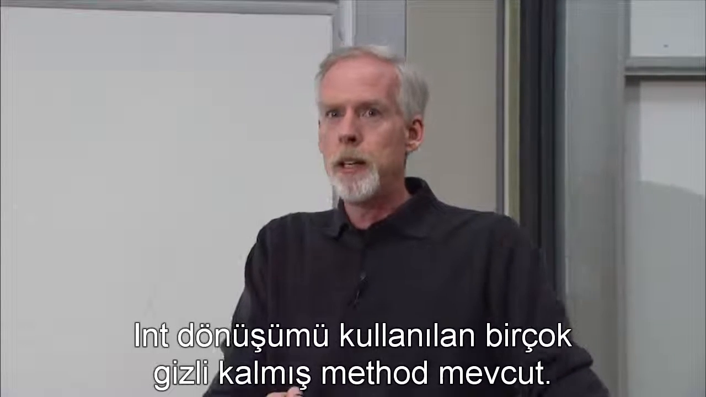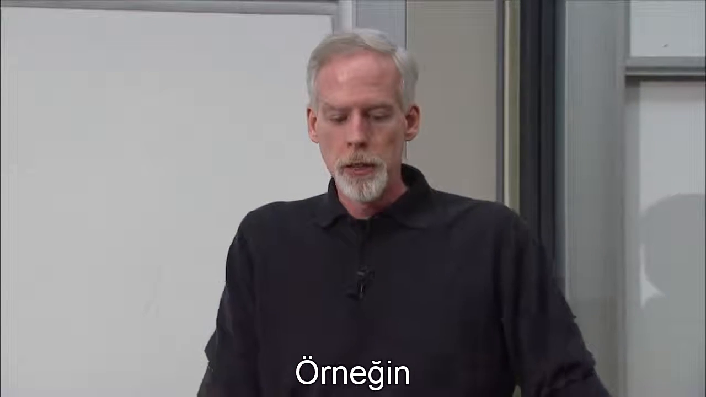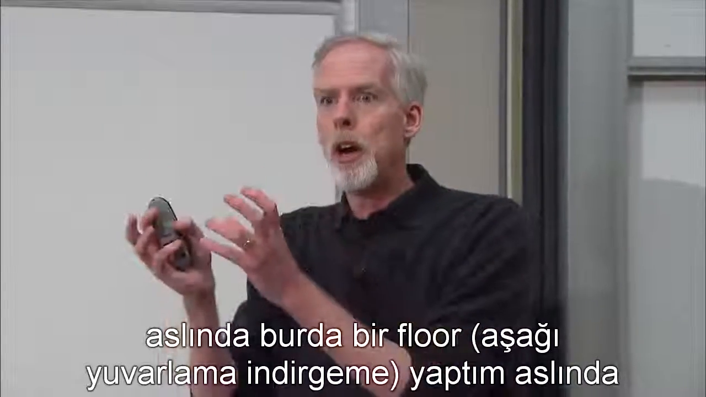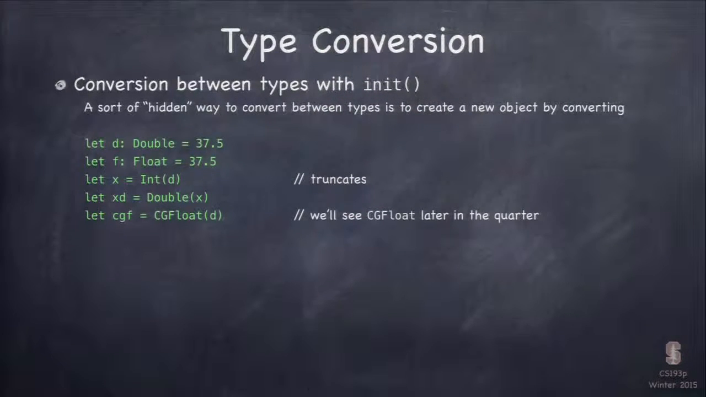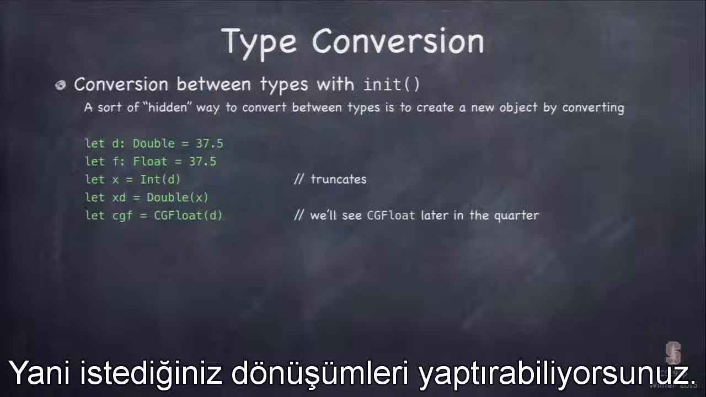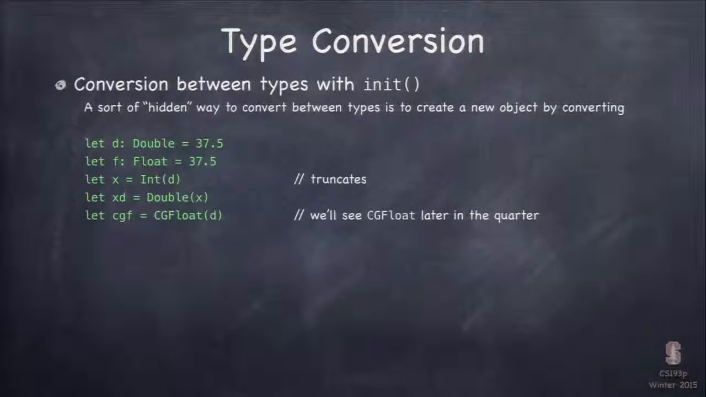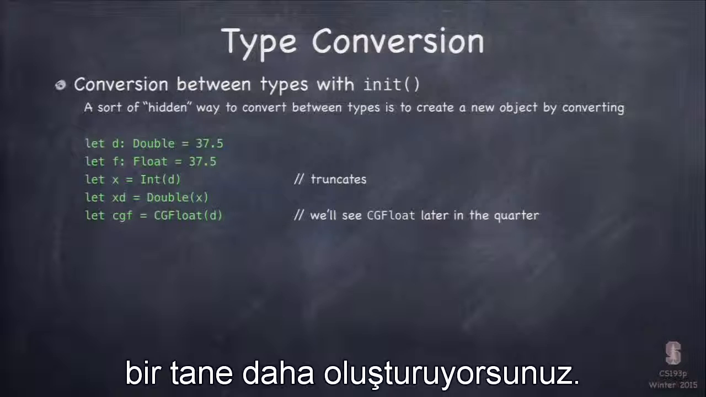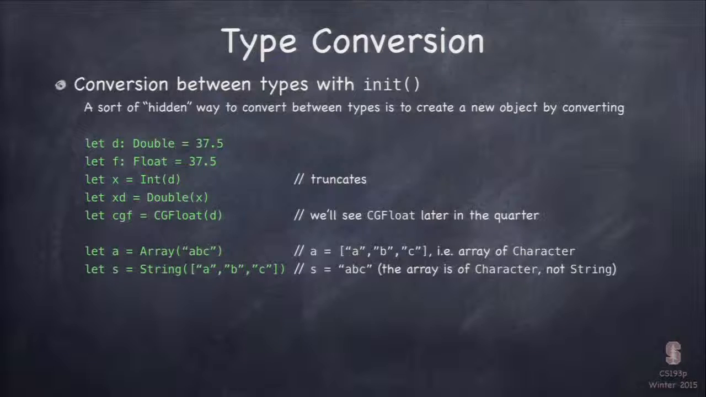There's kind of a hidden bunch of methods that you don't even know about, which is conversions using init. So, for example, if I had a double, I could say let x equal Int of that double. And I just basically created a floor and turned it to an int. So I converted it. You convert things from one thing to another. It makes total sense with the number values like ints and floats. And you're going to see CGFloat next week. That's another kind of floating point number. And there's no toInt or anything. You just create a new one with the initializer. Okay, so the numbers.